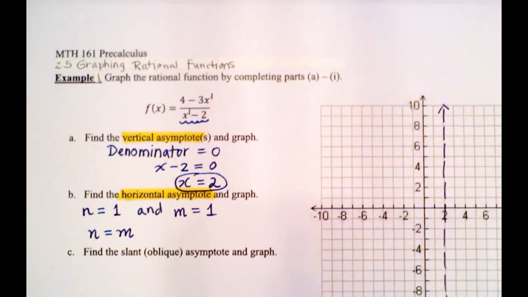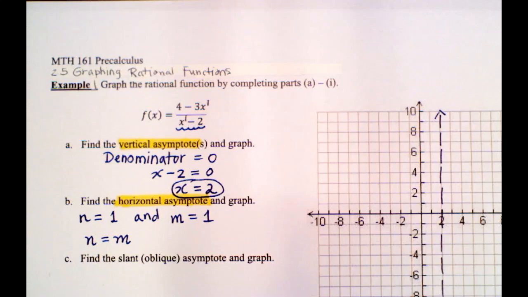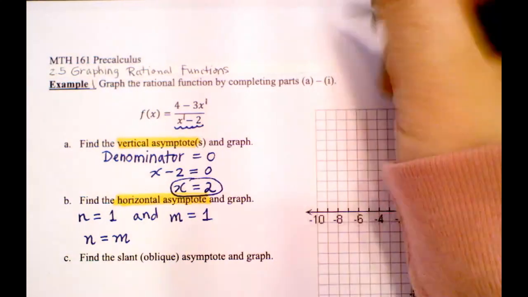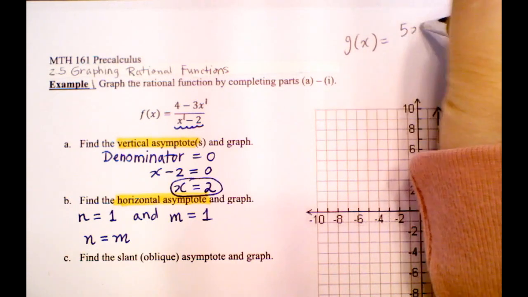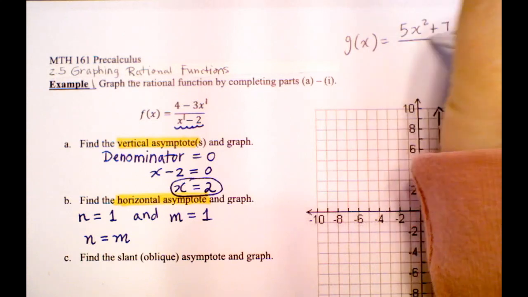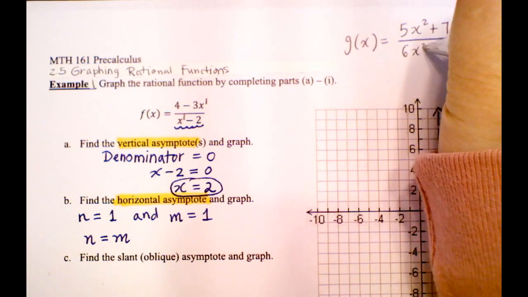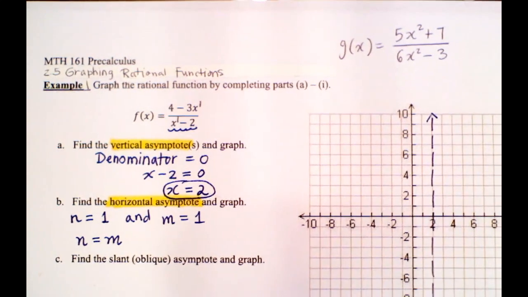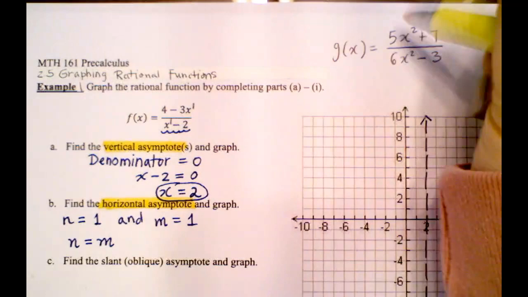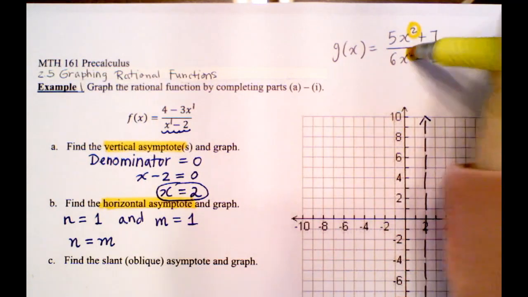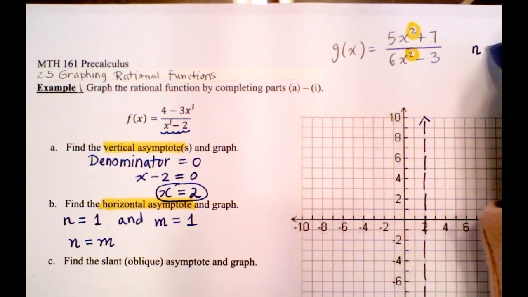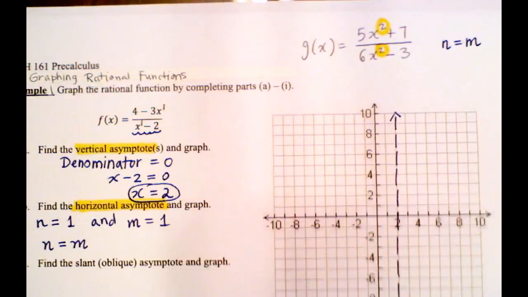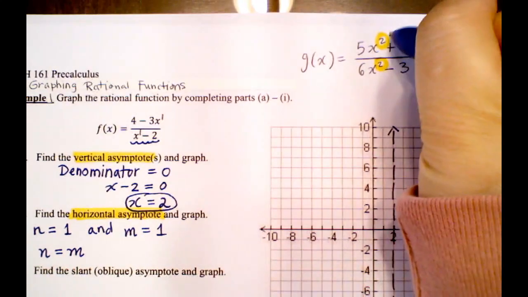So quick example of a horizontal asymptote. I'm about to make up another function over here, okay, a random one. So remember, if you have g of x equals 5x squared plus 7 over 6x squared minus 3. And again, the degree of the numerator and the denominator are both 2. This is another example where n equals m, right? N is 2 and m is 2.